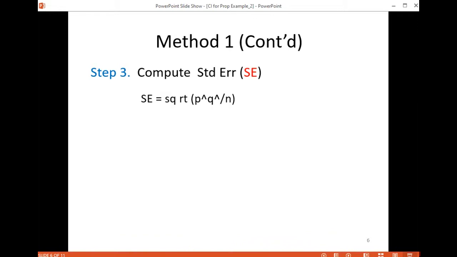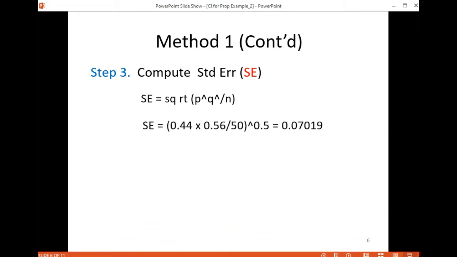So I'm going to give you a second. I know you have these written down. Remember you have p hat. P hat is 0.44 and q hat is 0.56. So plug that in and let's see what we get for SE.